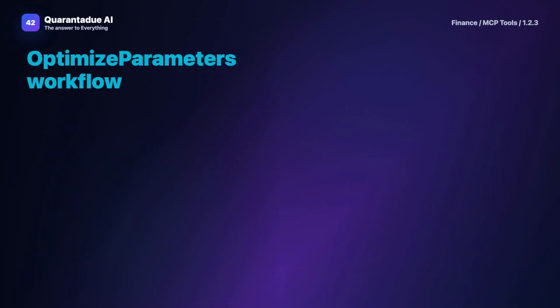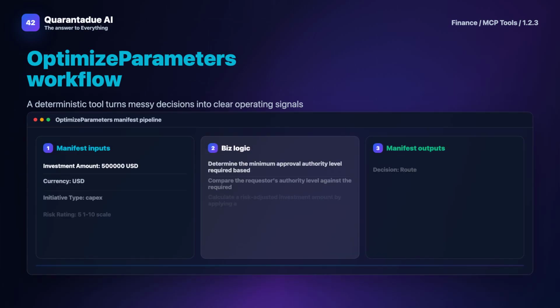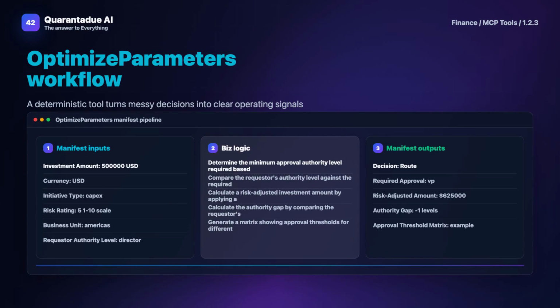Calculate a risk-adjusted investment amount by applying a risk multiplier to the base investment amount, where higher risk ratings increase the effective amount for threshold evaluation. Calculate the authority gap by comparing the requester's authority level to the required approval level, expressed as a numeric difference where positive values indicate sufficient authority and negative values indicate insufficient authority.